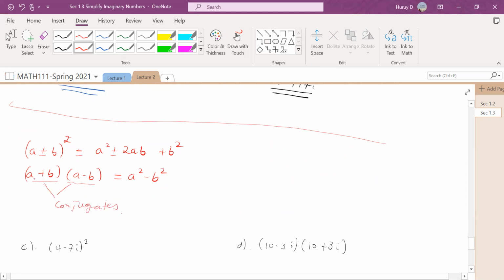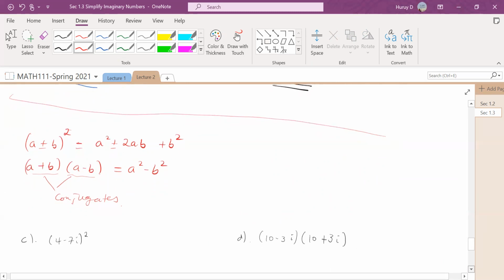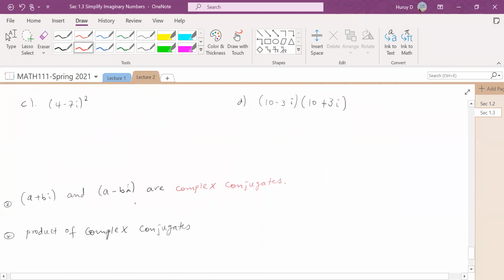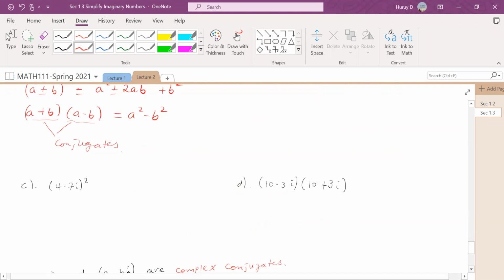Okay, if you have something like this, (a + b)(a − b), where the second term has the opposite sign, then we call it a conjugate. This is when they are real numbers. When we come to complex numbers, a + bi and a − bi are complex conjugates. And the product of complex conjugates is always a real number. Always, if you multiply two complex conjugates, then the product is a real number.